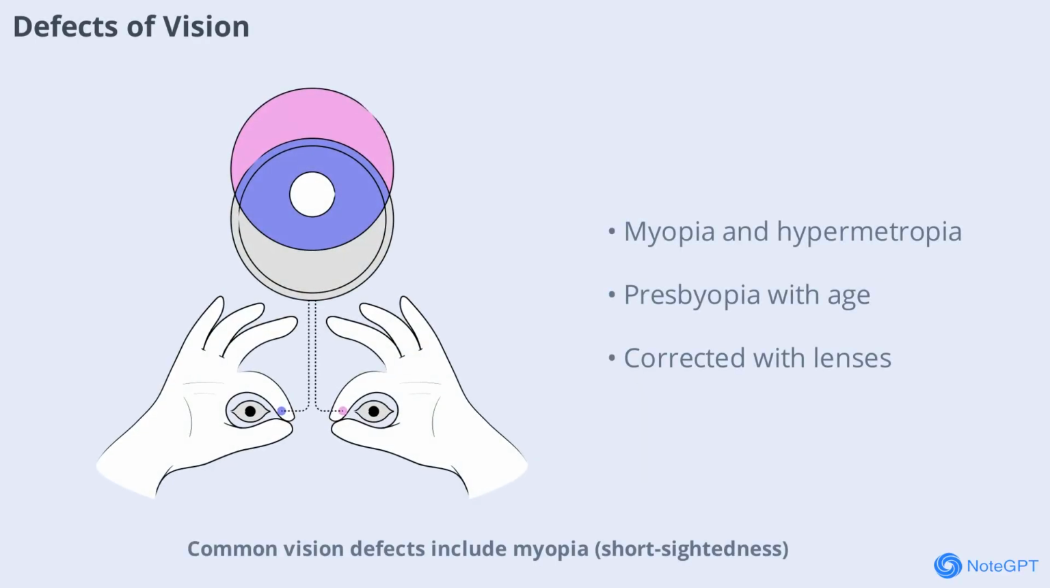Common vision defects include myopia, short-sightedness, hypermetropia, long-sightedness, and presbyopia, age-related loss of focus. These defects occur when the eye cannot focus light correctly on the retina. They are usually corrected with lenses which adjust the path of light entering the eye. Understanding these defects helps us see the importance of regular eye checkups.